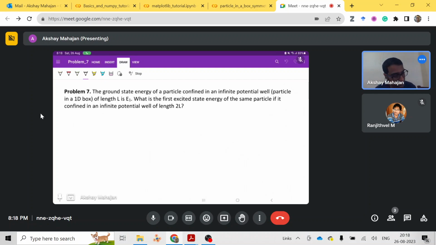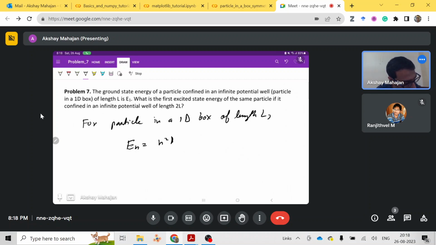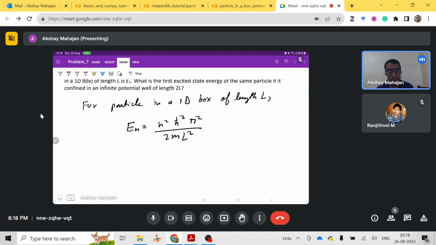Okay, now again we know that for a particle in a 1D box of length L, I know E of n is equal to n squared h bar squared pi squared divided by 2mL squared. Alright, and we know what m and n are.